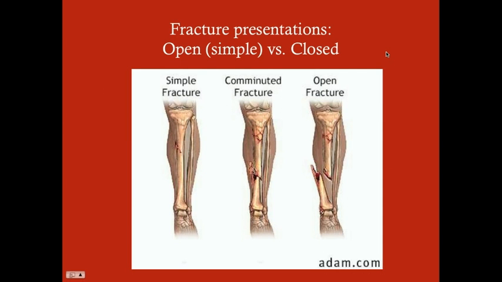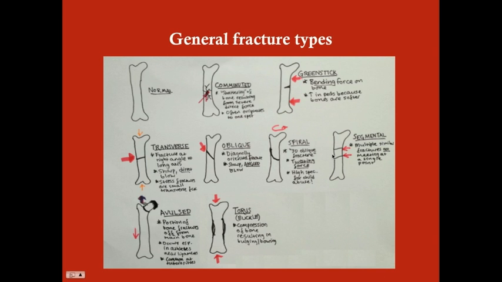So here are some presentations that we can see. Here's a closed, sometimes referred to as simple, fracture, and this is just a fracture that stays within the leg or the arm or wherever it's supposed to be. Compared to an open fracture, where the fracture actually causes one part of the bone to pierce the skin and exit the body. If you were looking at this patient, you would see bone when they come in. That's an open fracture. Hopefully that's clear enough.